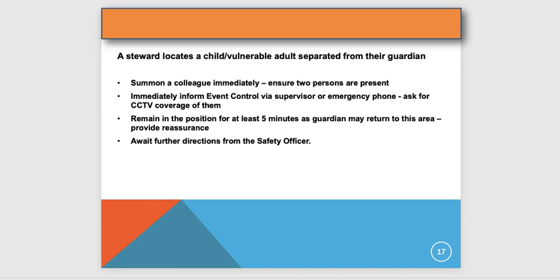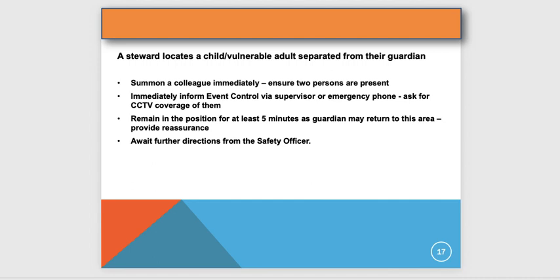Okay, so if you, as a steward, locate a child or vulnerable person, summon a colleague immediately. There must be 2 persons present. And the reason for that is purely simply it offers more reassurance for the child. Secondly, if you've got 2 people there, it provides that added bit of protection. Okay? Immediately inform event control via the supervisor.